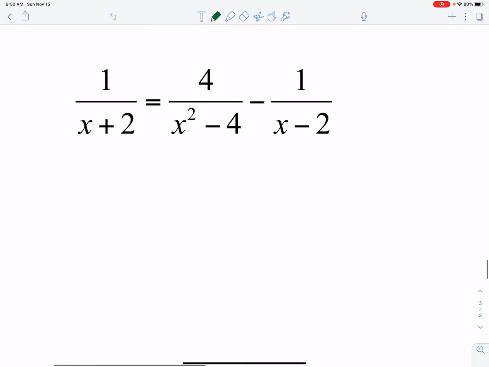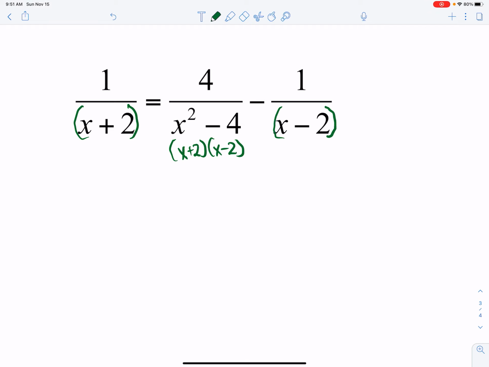Here we have 1 over x plus 2 equals 4 over x squared minus 4 minus 1 over x minus 2. So first step, factor the denominators. We can't factor x plus 2, so we leave that alone. For x squared minus 4, we can factor that one. That's going to be x plus 2 times x minus 2. That's the difference of squares. The last one we also can't factor.